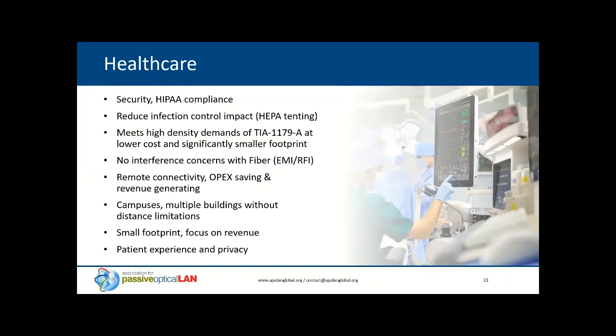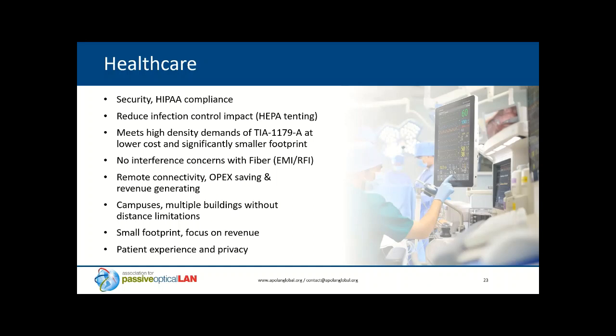Running along the same lines as government from a security standpoint, obviously a little different than a DoD or a DHS type application, but you do have security concerns within healthcare, right? Mainly the HIPAA compliance. The security of passive optical LAN is obviously a major benefit within this market. Once you start looking at your footprint, right? The high density demands, and you're looking at the TIA 1179, you're looking at potentially freeing up space on that floor plan, on that footprint, to focus on revenue.